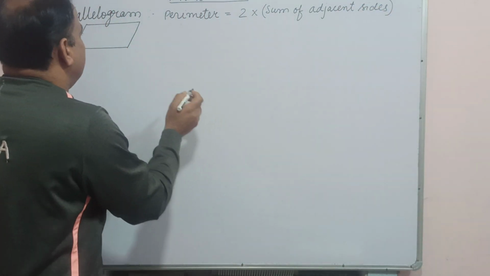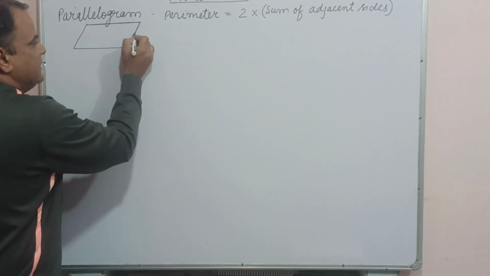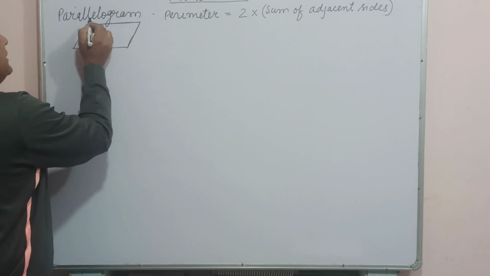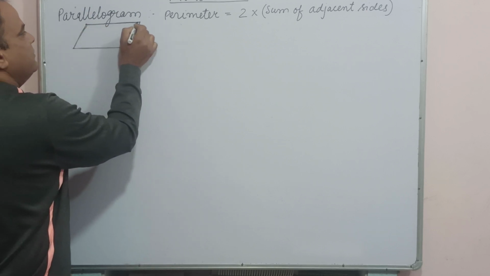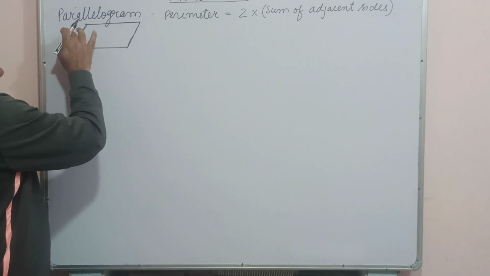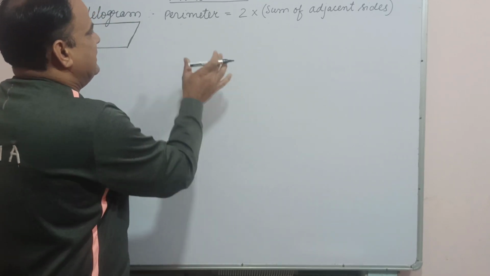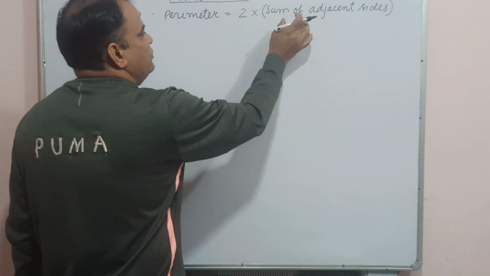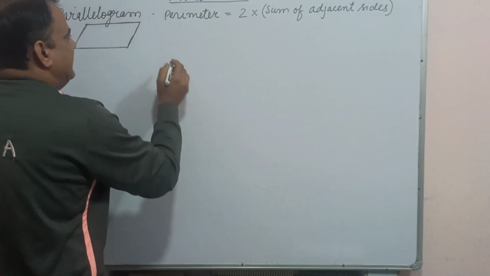What are adjacent sides? This side is adjacent to this, and this side is adjacent to this, and this side is adjacent to this. We will take only two sides, this or this, this or this, or we can take this or this. So we can say the perimeter of a parallelogram equals 2 into sum of adjacent sides.